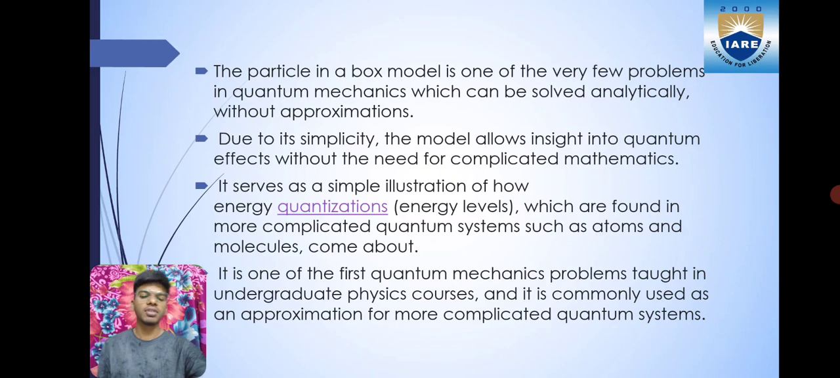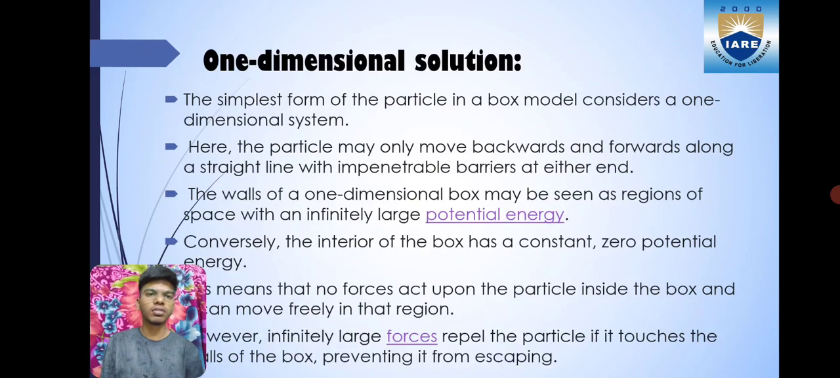Next, one dimensional solution. The simplest form of the particle in a box model considers a one dimensional system. Hence, the particle may only move backwards and forwards along a straight line with impenetrable barriers at either end. The walls of the one dimensional box may be seen as regions of space with an infinitely large potential energy.